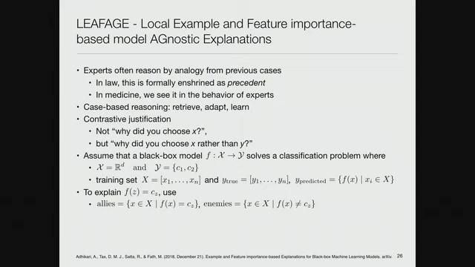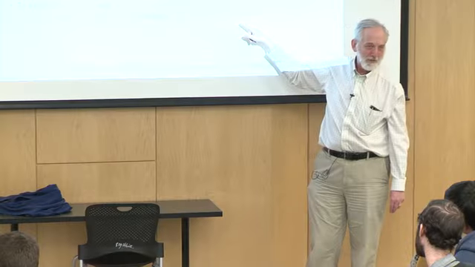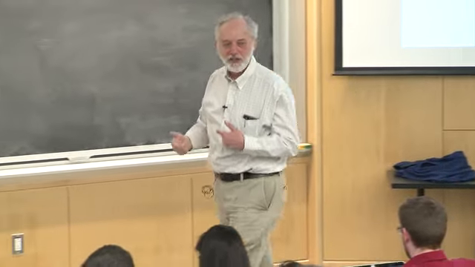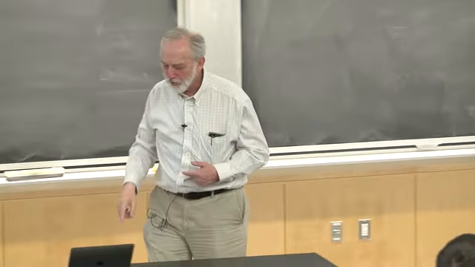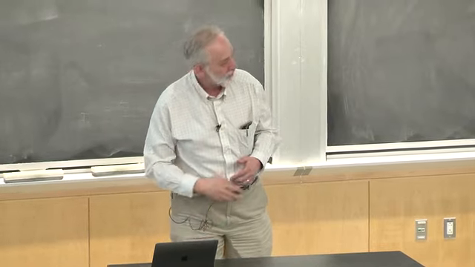And to explain F of Z equals some particular outcome, you can define the allies of a case as ones that come up with the same answer. And you can define the enemies as ones that come up with a different answer, right? So now you're going to sample both the allies and the enemies according to a new distance function.